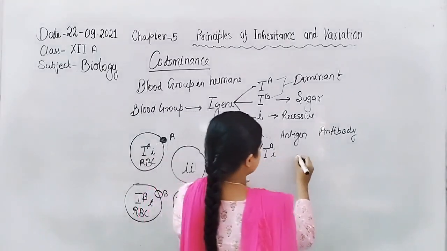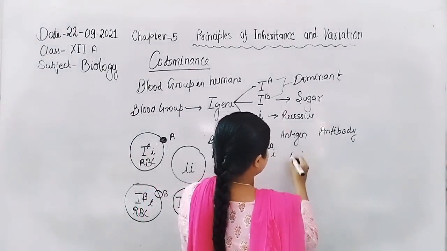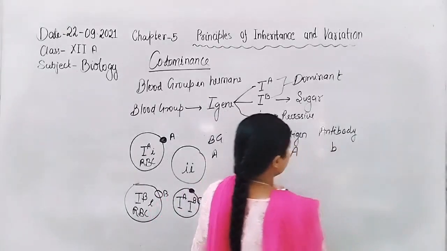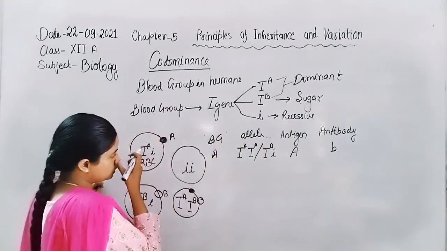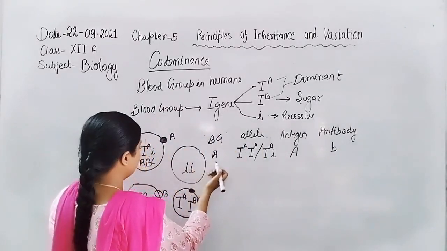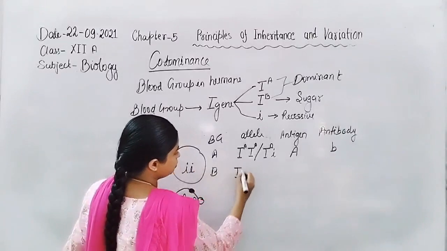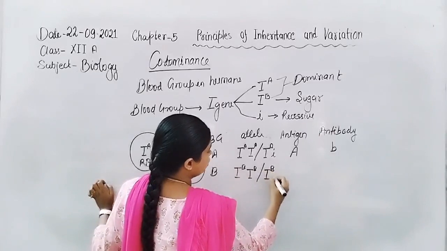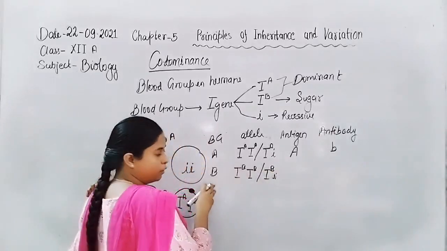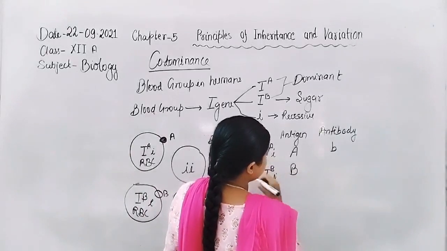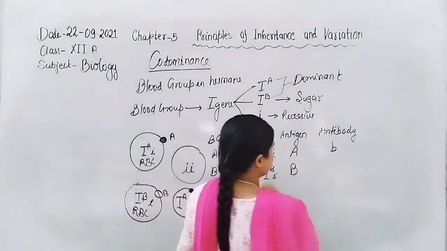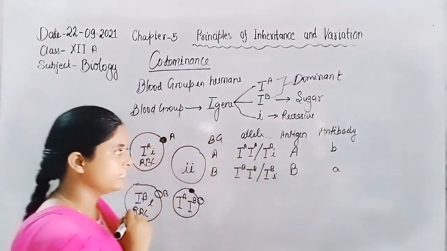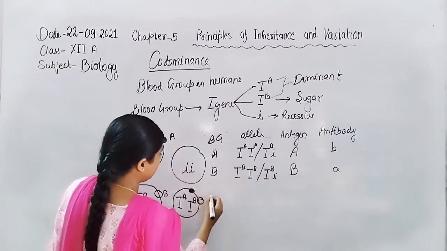Now, antigen A is always present in such a case, because A type of sugar is synthesized, and B type of antibody destroys such RBCs. Now, if blood group B is present, similarly, I B I B or I B i both represent the B type of blood group. In such a case, B is the antigen, because B type of sugar is synthesized by such RBCs, and it reacts with antibody A. Now, AB blood group.